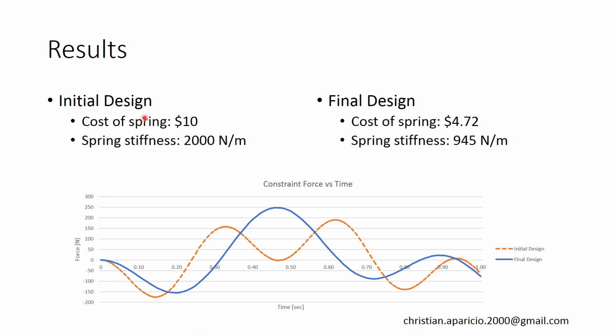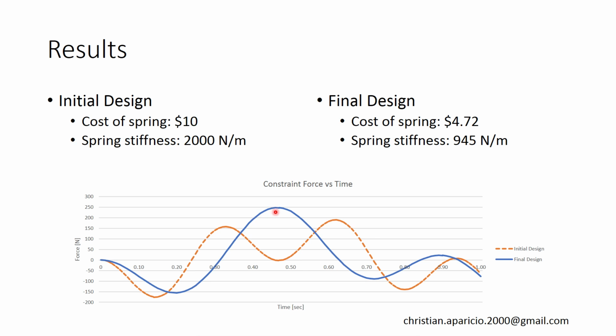So we started at the initial design with a spring constant of 2000 newtons per meter. Our final spring stiffness is 945 newtons per meter. What's more interesting is the time history of the force at the constraint. Here in orange is what the initial design previously produced. You can see at approximately 0.6 and 0.625 seconds, it produces a maximum constraint force of about 200 newtons. But now, with the new design, the new spring, the maximum constraint force is now 250 newtons.